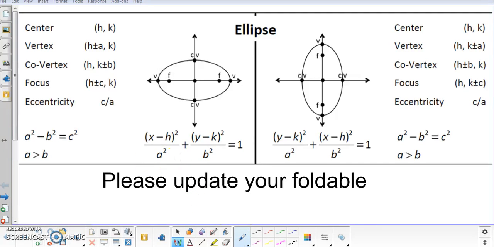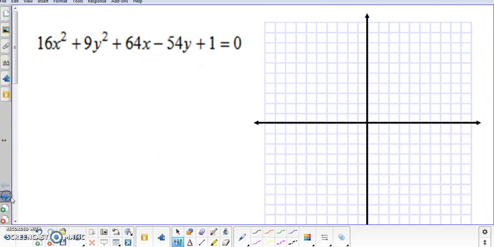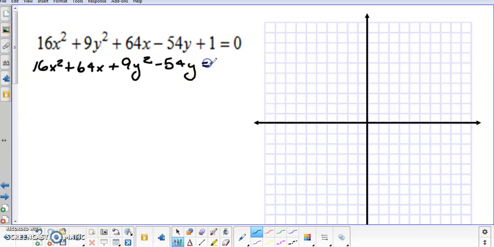Alright guys, so let's go ahead and do the ellipses. Alright. So here's completing the square with ellipses. Remember, the first rule is to always go ahead and rewrite it so that you've got your x's and then your y's together. So we'll go ahead and do that. And then go ahead and get the single number over to the other side.